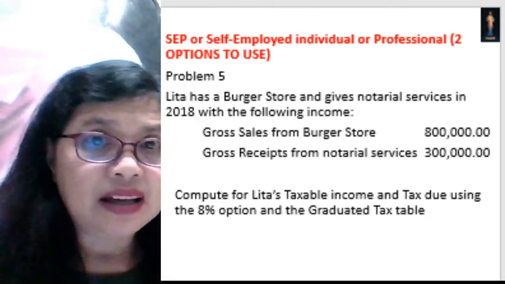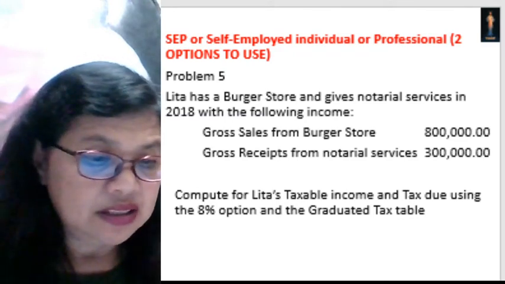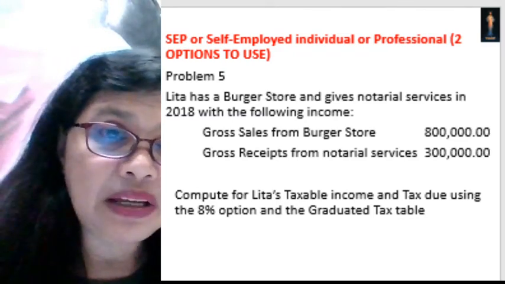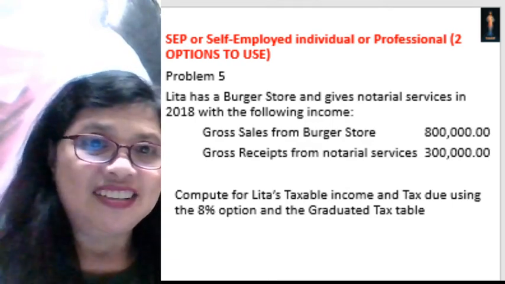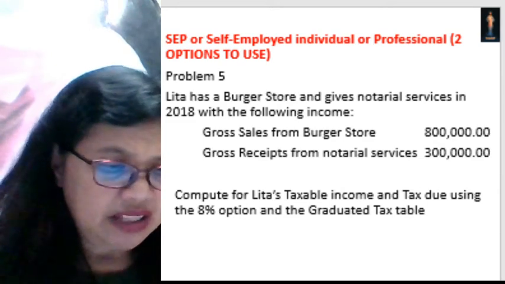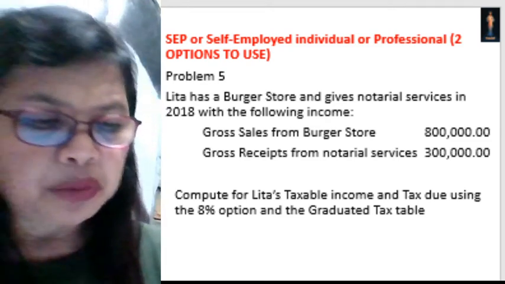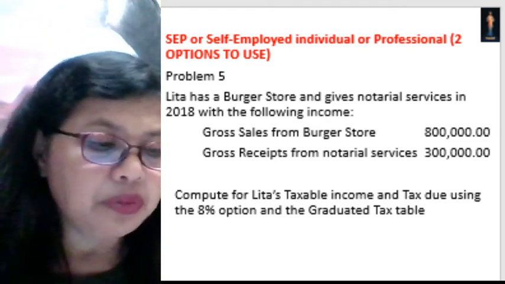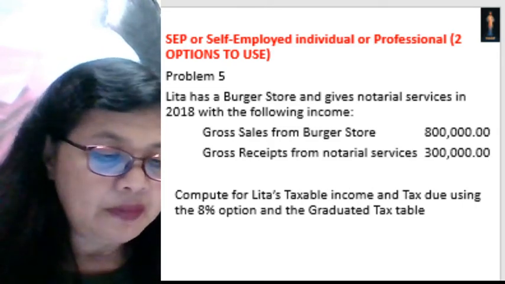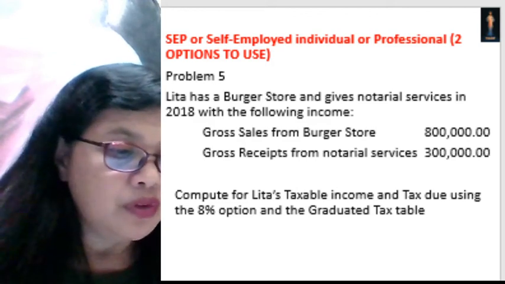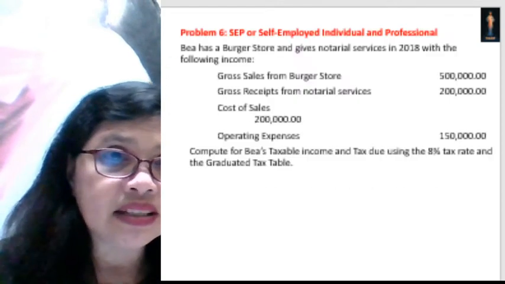Okay. So 800 plus 300, so that is 1,100,000. Okay, how much is the tax exempt limit? And from there, you can now compute for your tax due. Okay, using the 8%, very easy, just use the 8%. When you are asked to do option number two, using the graduated tax table, the same thing: you get the tax rate based on the level of income of Lita. Then we have another problem, number 6.